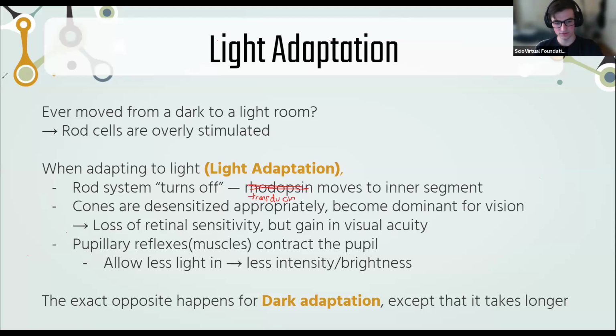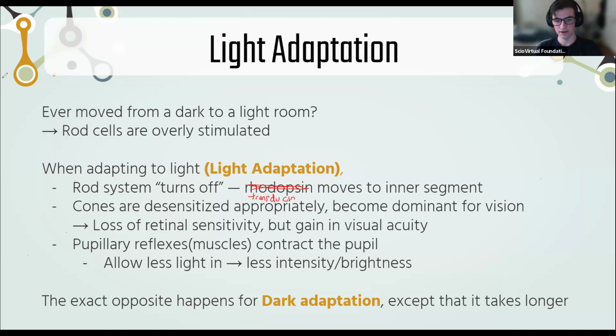And the cones are also desensitized a little bit, but they become dominant for vision. They do not desensitize too much. And they now play a greater role in determining what you're seeing. So overall, the light adaptation process is a loss of retinal sensitivity, but you're gaining visual acuity. So it's a trade-off.